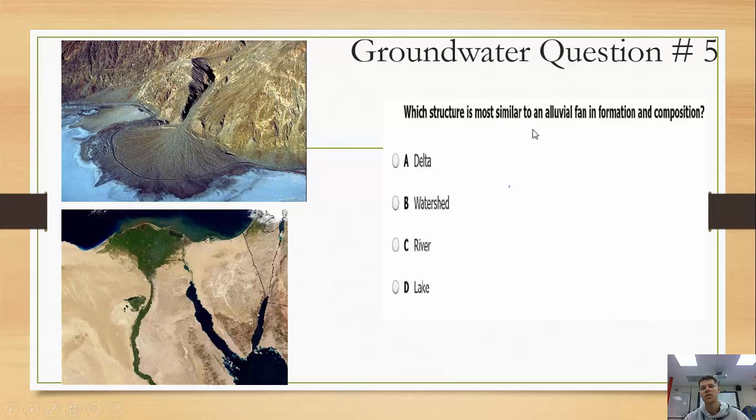So which structure is most similar to an alluvial fan? The answer is a delta, A. They're very, very similar.